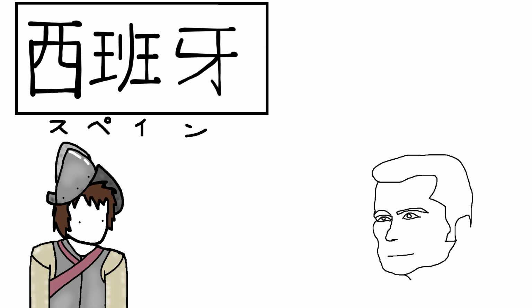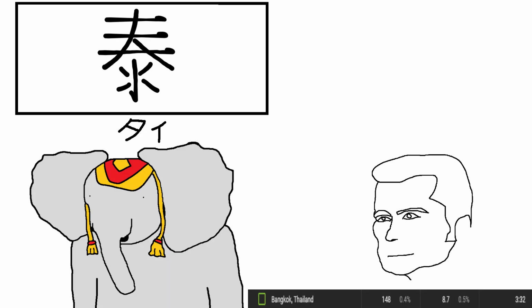Spain is written like this, Spain. You would think after using this kanji a million times they would change it up a bit. Well, I'm glad they didn't. Simplicity is best. Thailand is written like this, Thai.